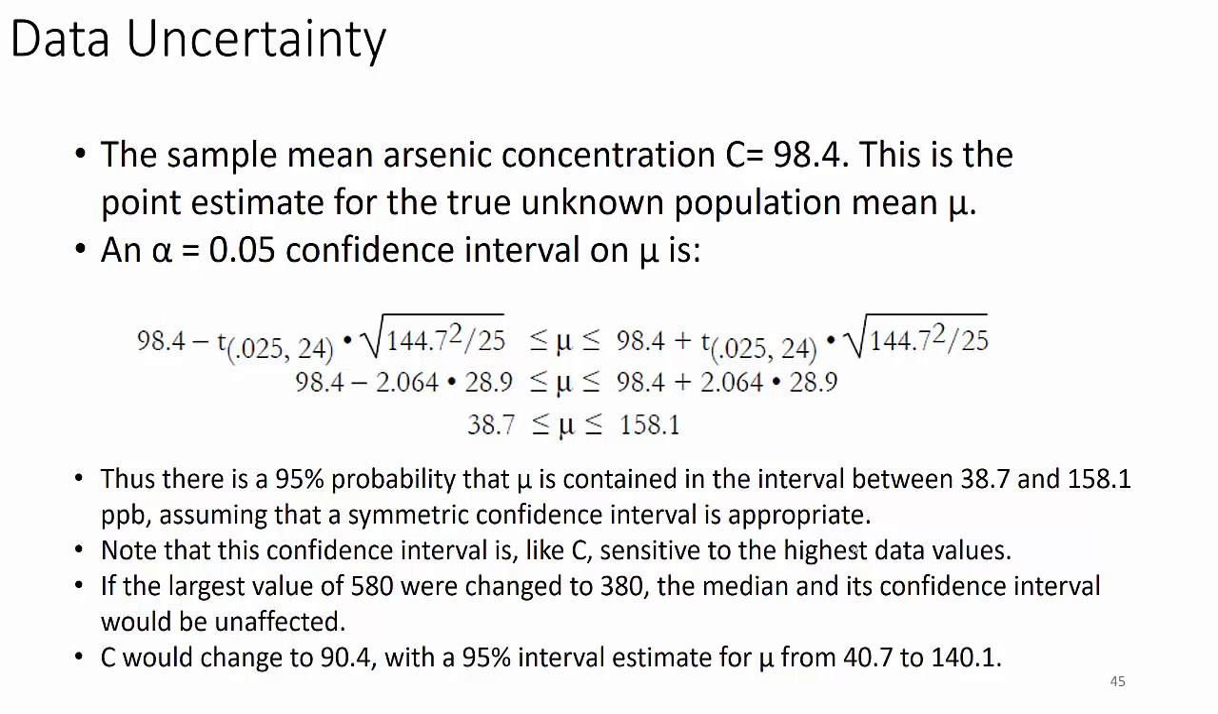If the largest value of 580 were changed to 380, the median and its confidence intervals would be unaffected by this, but C would change to 90.4 with a 95% confidence interval changing dramatically.